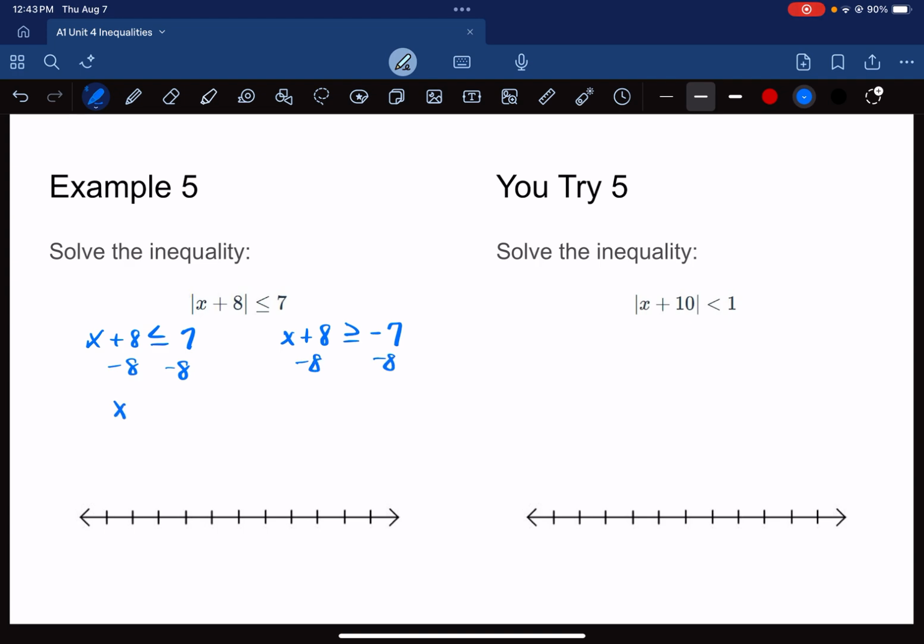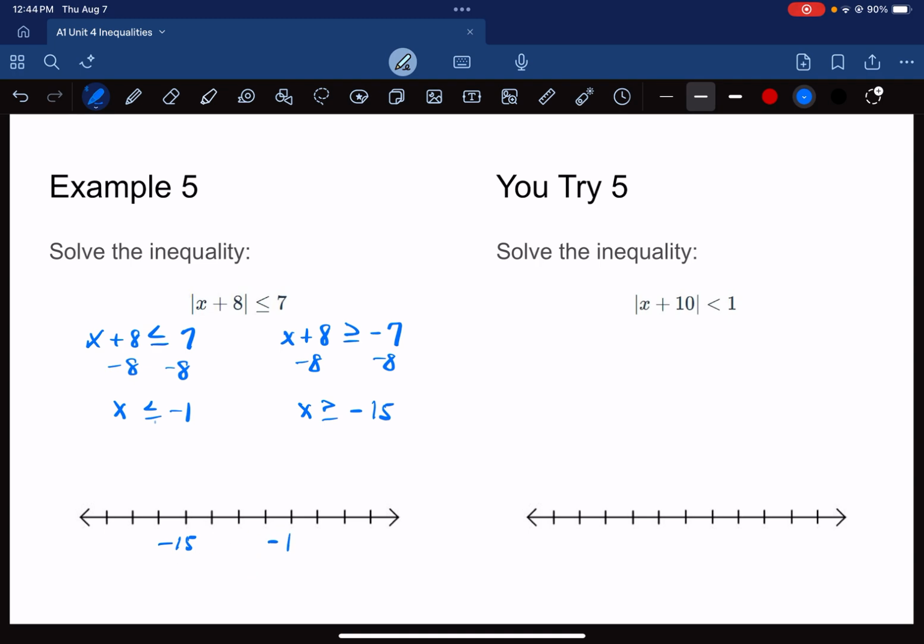And I get x is less than or equal to negative 1, and x is greater than or equal to negative 15. Now what happens if we graph that? Do we get an and or an or? Which one goes on the left? Is negative 15 smaller or is negative 1 smaller? Well, negative 15 is smaller. It's more negative, right? So I'm going to just put negative 15 right here, and then I'll put negative 1 over here.